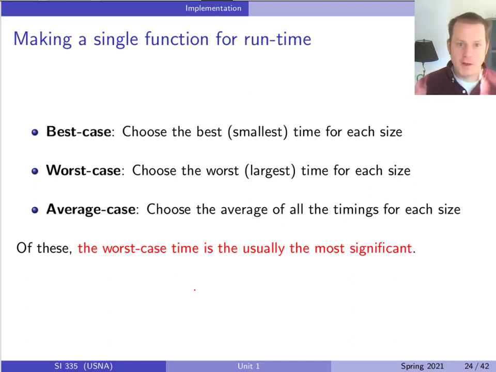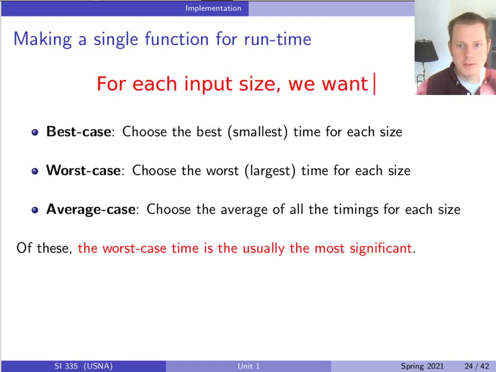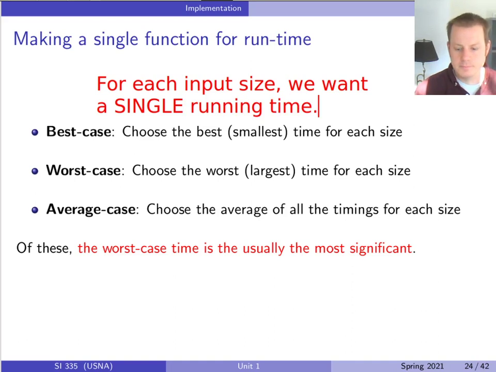What makes a function mathematically is that for every input, in this case input size, there needs to be exactly one value. The rule with a function is that you can't have two outputs for one input. So what we want to say is for every input size, we want one answer. We want a single running time. And there are three general ways to do this, and maybe some more, but three that are seen most commonly.